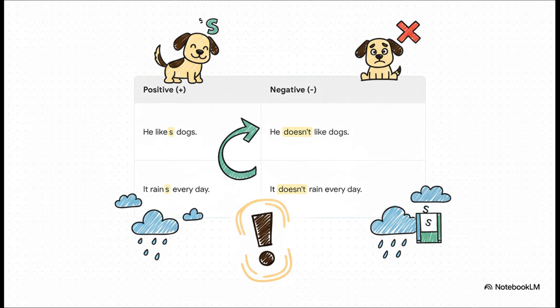Okay, now for he, she, or it, we switch to doesn't. But listen up, because this is super important. In the positive sentence, we say he likes dogs with that S on the verb. But in the negative, we say he doesn't like dogs.